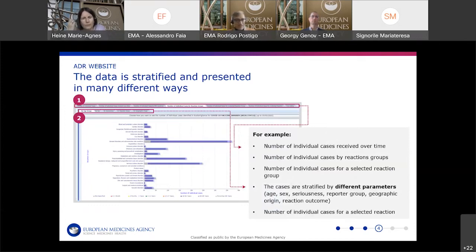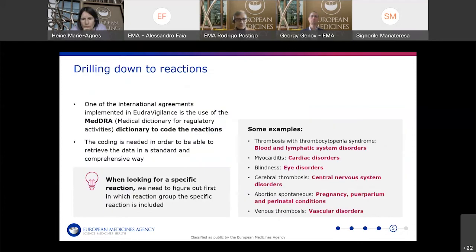Then we have, as I said, a different number of tabs where the information is stratified in many different ways. We can see the number of individual cases received over time, the number of individual cases by the different reaction groups, the cases for a selected reaction group, and then stratified by different parameters, for instance, age, gender, seriousness, reporter group, geographic origin, and the reaction outcome. But we can also look at the number of cases for a specific and selected reaction. So I'll show you now how to drill down to the reactions.